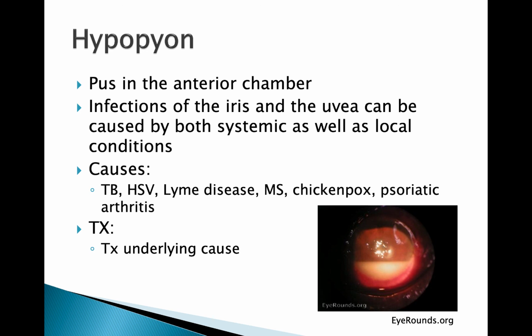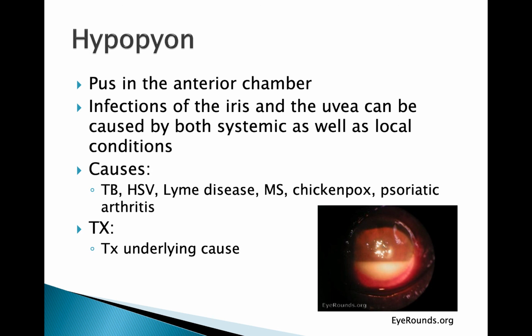Hypopyon is just like hyphema, but instead of blood in the anterior chamber, there's pus in the anterior chamber. And this can be caused by infection of the iris or uvea, which can be caused by both systemic as well as local conditions. Some causes include tuberculosis, HSV, Lyme disease, MS, chickenpox, or psoriatic arthritis. So you have to try and figure out what's causing it, and then you have to treat the underlying cause.